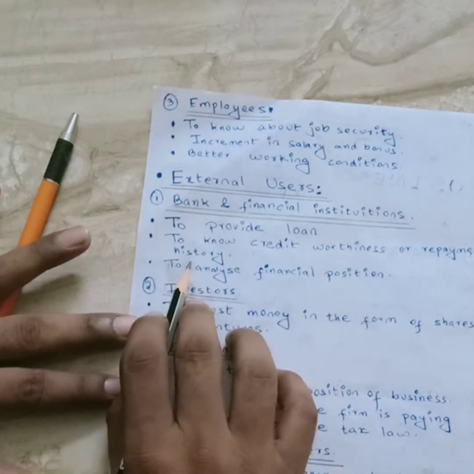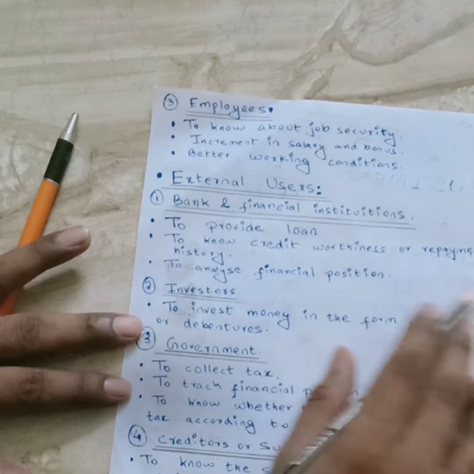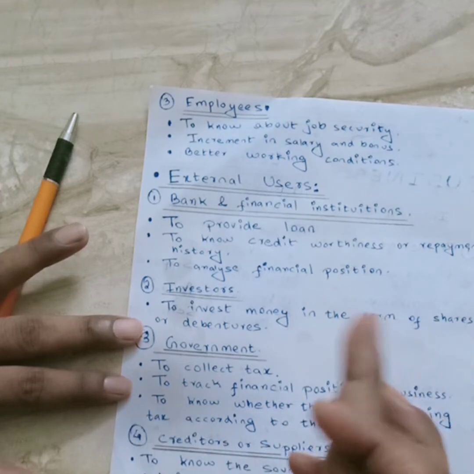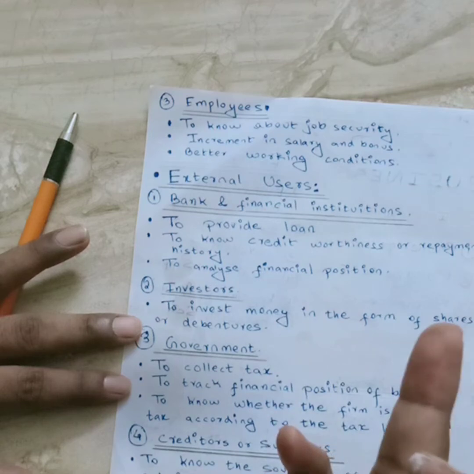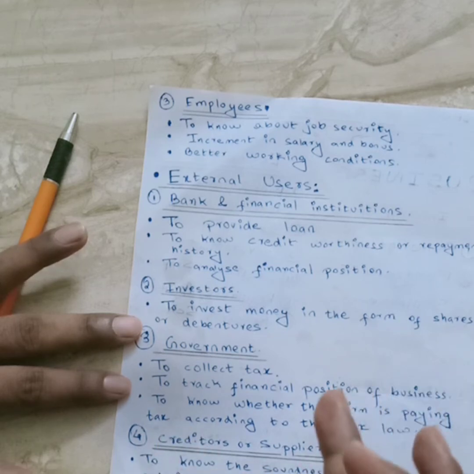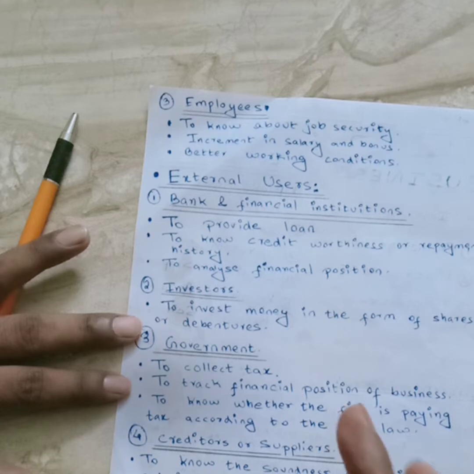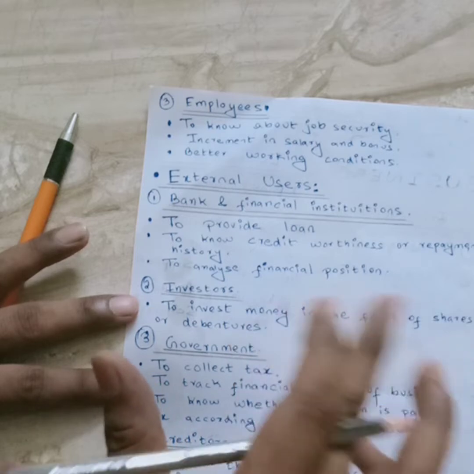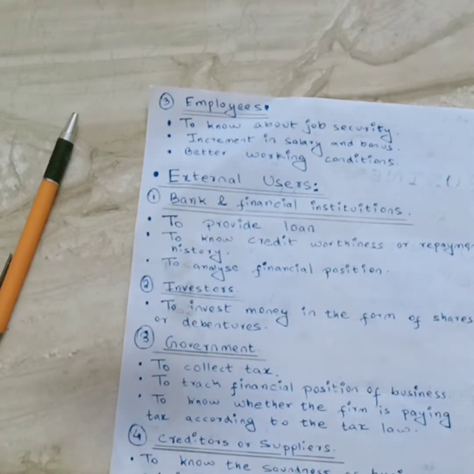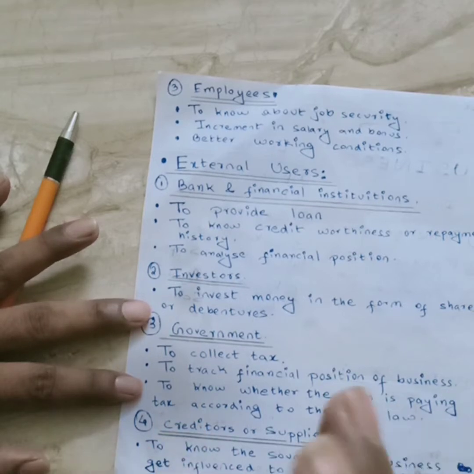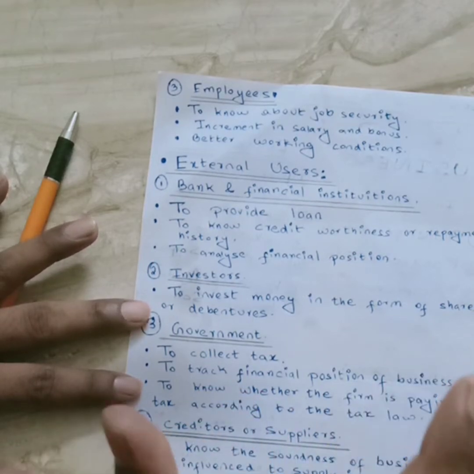Also the bank wants to know the creditworthiness or repayment history. If previously the business has taken some loan, did that business return that loan on time or not? Those are the things the bank wants to know. Those things can be known only when the business has a good accounting system and a record of their repayment history. So if the bank checks that the business has a better repayment history, then the bank will issue a loan at a faster rate, on time.